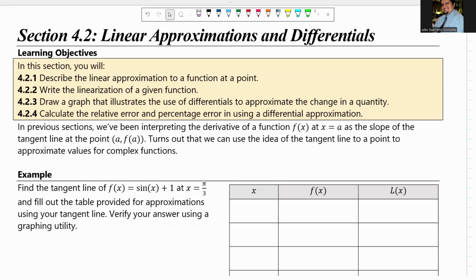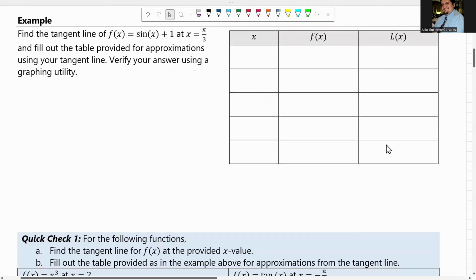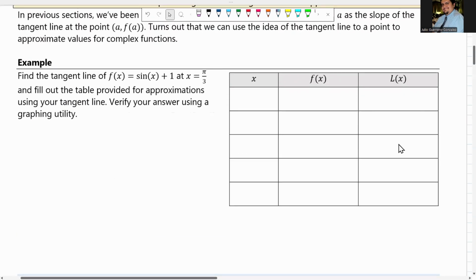We're going to be using that tangent line to get us decent, good approximations to more complex functions. Okay, so I think the best way to get this going is to start by giving you guys a good example. So let's go ahead and take this function right here. f of x is sine x plus 1, right? And I want the tangent line at x equal pi over 3, okay?